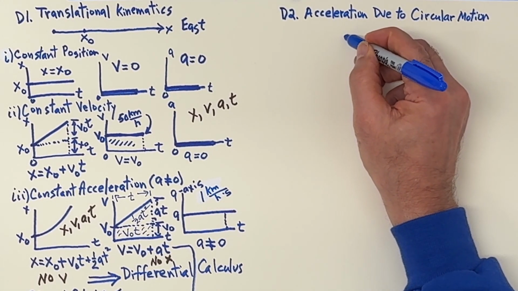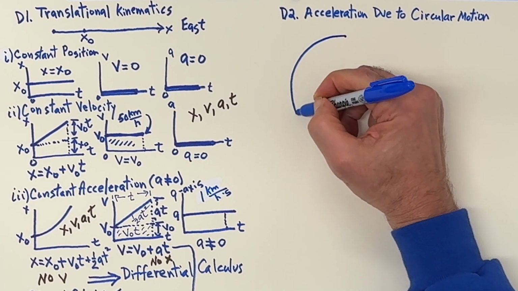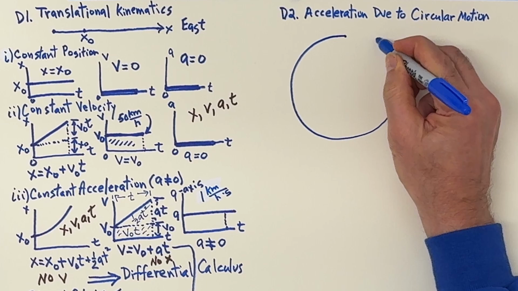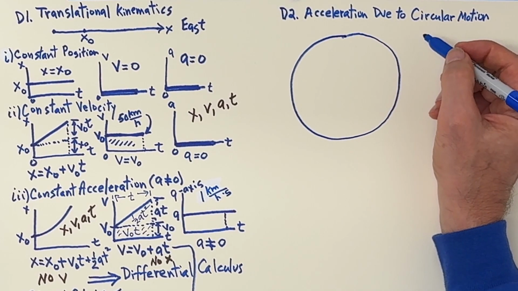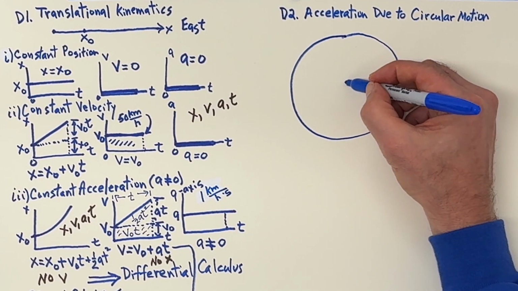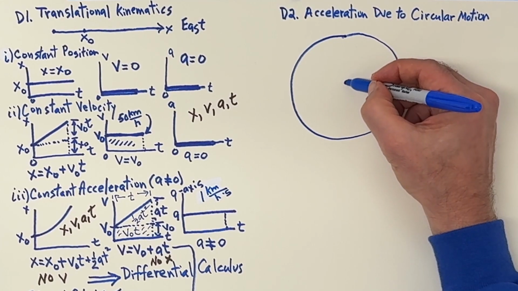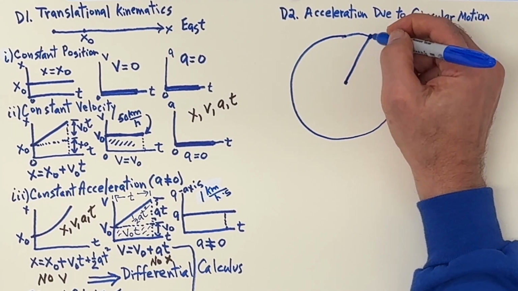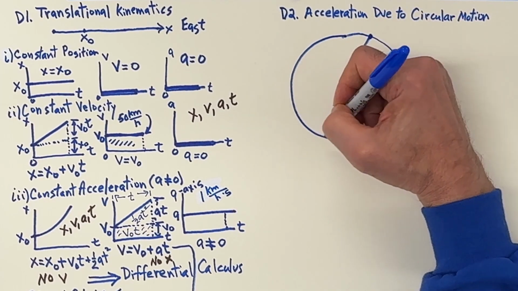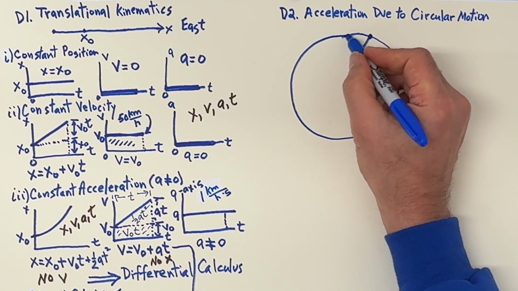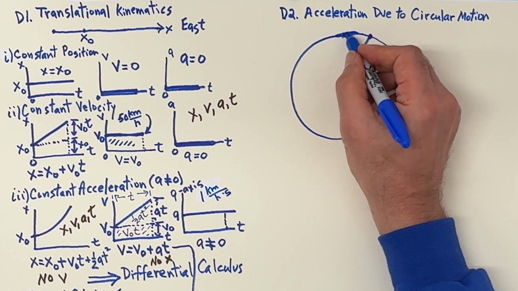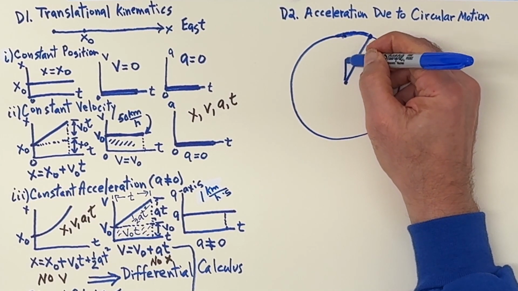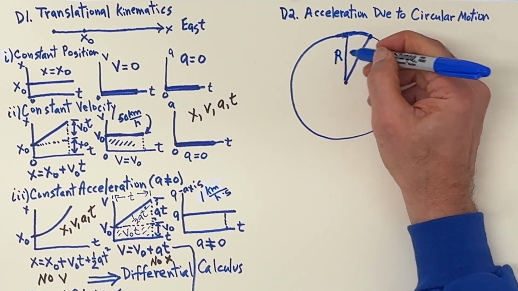Since circular motion appears so often in physics, we're going to consider a case of circular motion and see what the acceleration would be. So let's say here we have a circle, a bead, or a car driving around in a circle. All right. So we have circular motion in our vehicle. Say that the radius of the circle is big R.